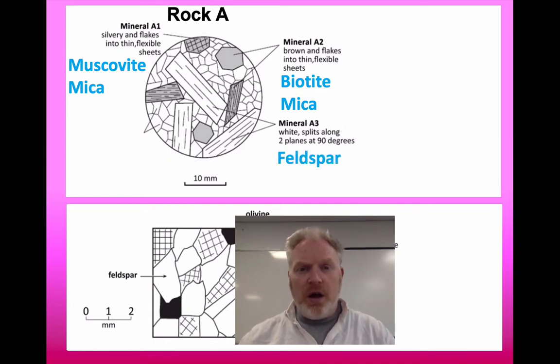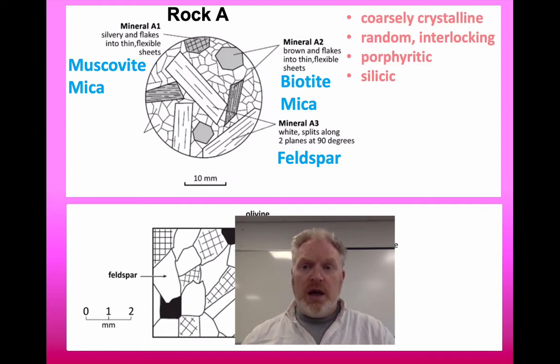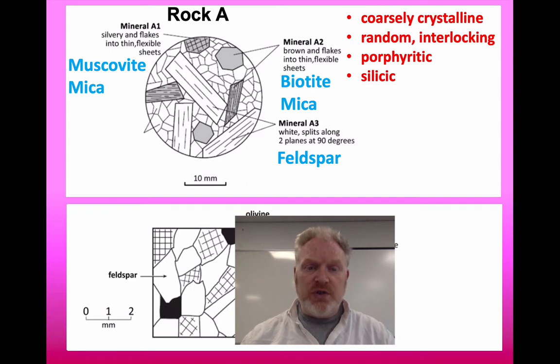So we've got a rock here, random interlocking crystals. It's quite coarse crystals as well. They're all bigger than 3 millimeters. It's porphyritic. We've got some very large crystals. You see the feldspars there, and these biotites are much bigger than the other minerals surrounding them. It's going to be quite light in colour. Most of these minerals are light coloured ones, so it's silicic. So therefore, this is granite.